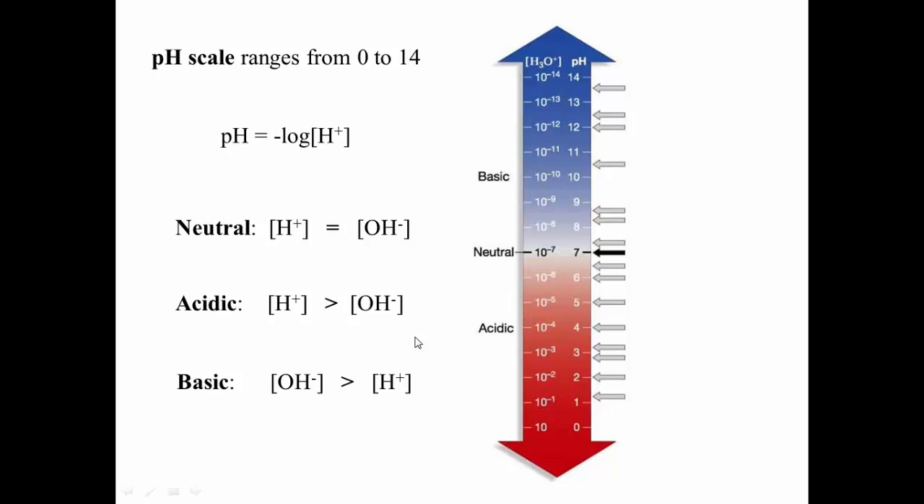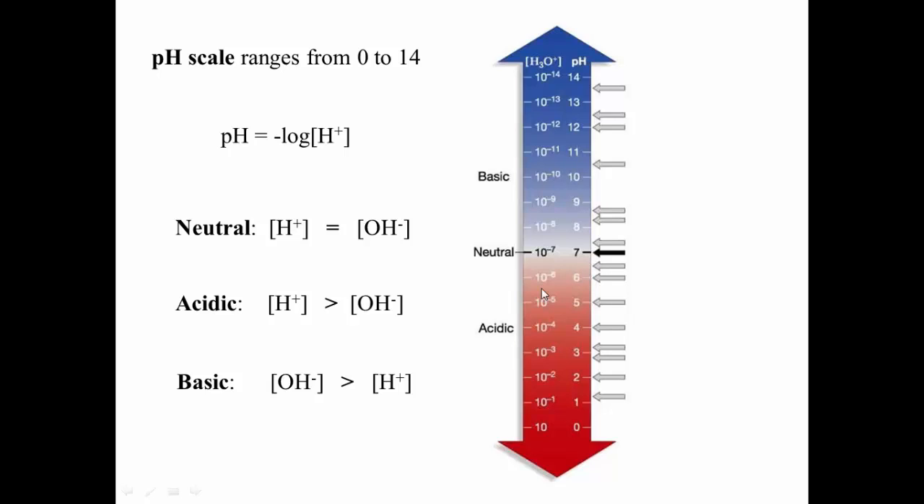Basic solutions contain more hydroxide ions than hydrogen ions. So as we increase the amount of the hydroxide ions, by a relative amount we will be decreasing the hydrogen ions. And that affects the pH value by increasing the value, the exponent value. So now we're going to have a greater pH associated with bases. So everything is relative to 7.